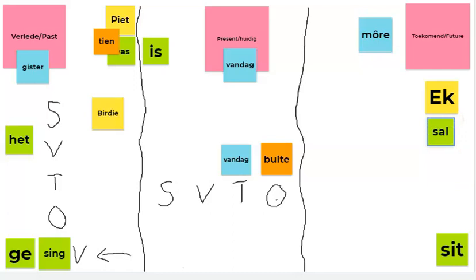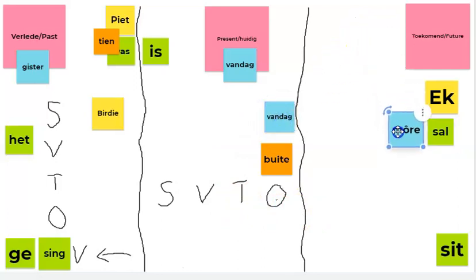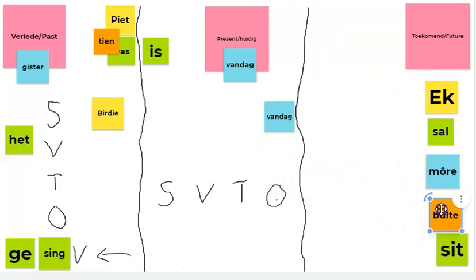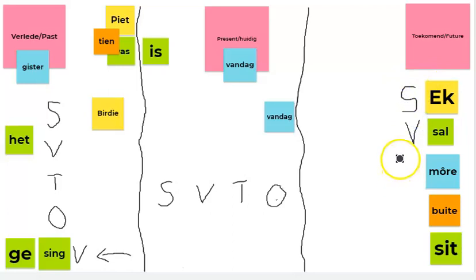Good, so now all we need to do is take vandag. Now remember, time traveling word, the moment it hits there, it becomes môre. And buite is always after the time traveling word. And there's our sentence. Ek sal môre buite sit. So, can you see? If I look at these words, it's a subject, it's a verb, it's a time traveling word, and an object.